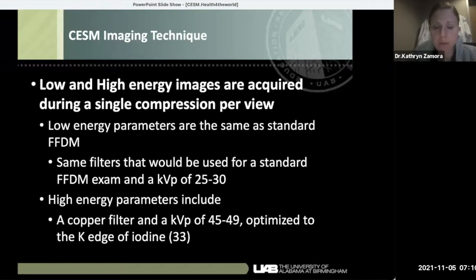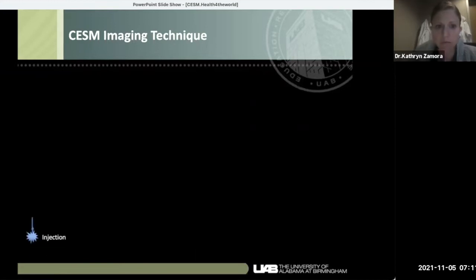The low energy parameters are the same as standard full field digital mammography. It uses the same filters and the KVP of between 25 and 30. The high energy parameters are different, and they use a copper filter and a higher KVP between 45 and 49, which is optimized to the K edge of iodine.